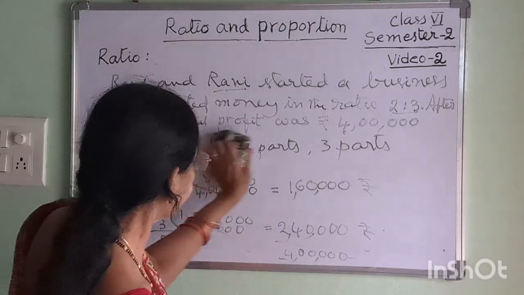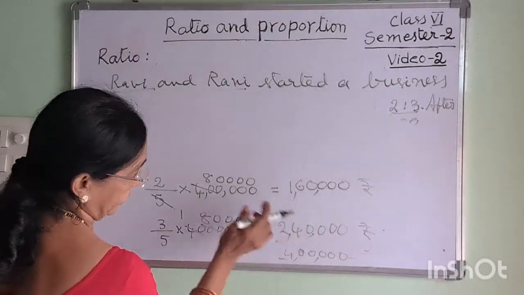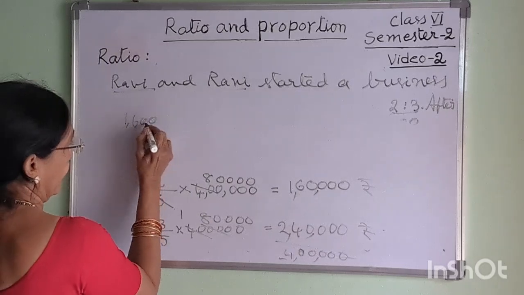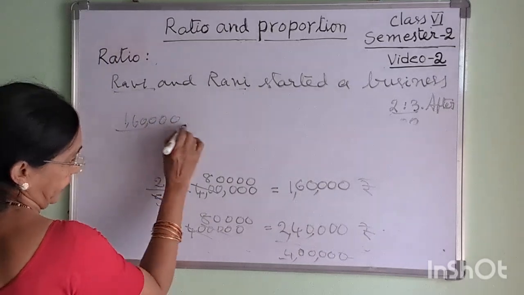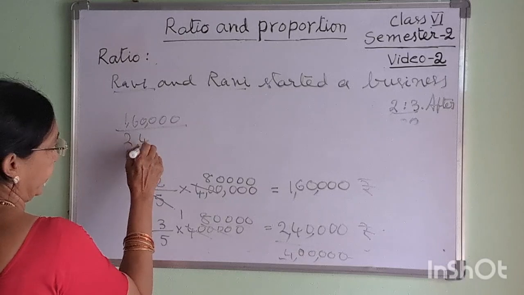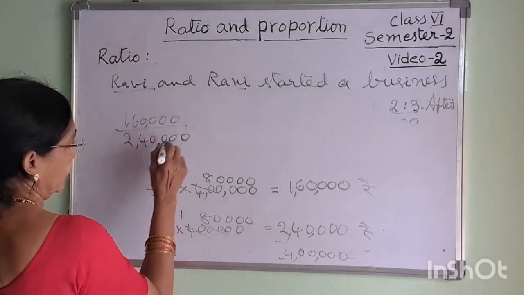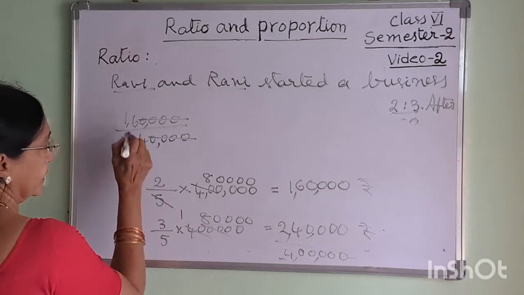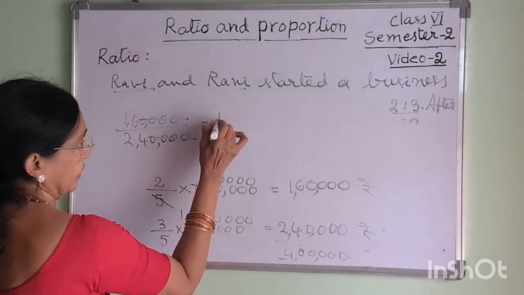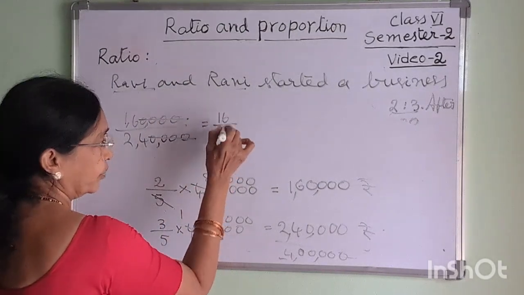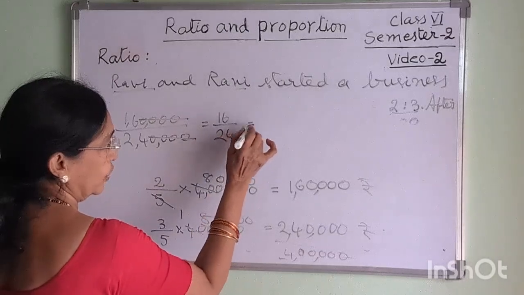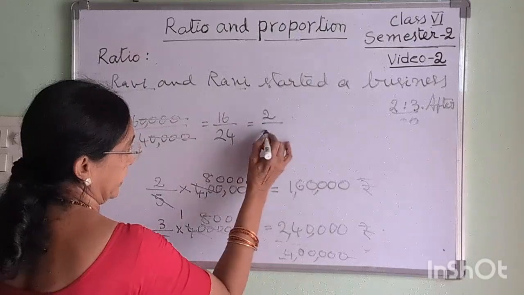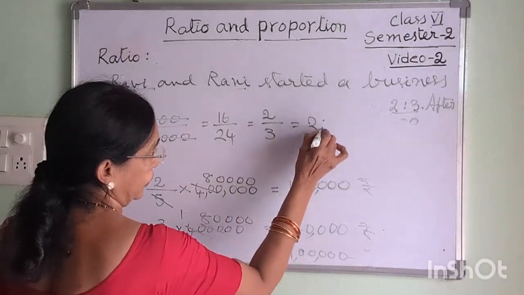Let us see. The profit 1,60,000 by 2,40,000. So we cancel 4 zeros and 4 zeros. 16/24. Both are divisible by 8. So dividing by 8, 8 twos are 16 and 8 threes are 24. Therefore, this is equal to 2:3.